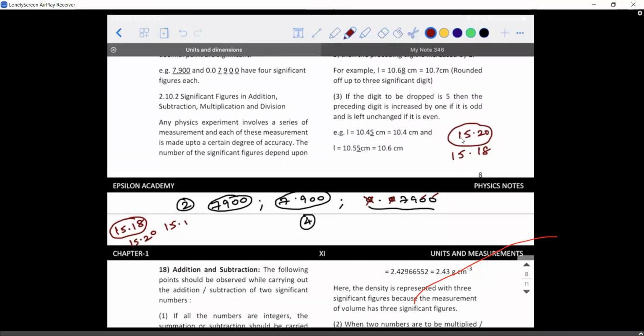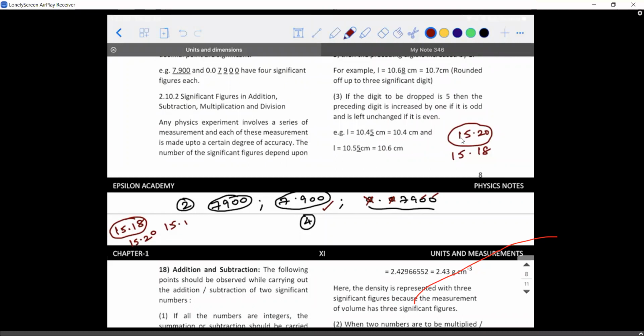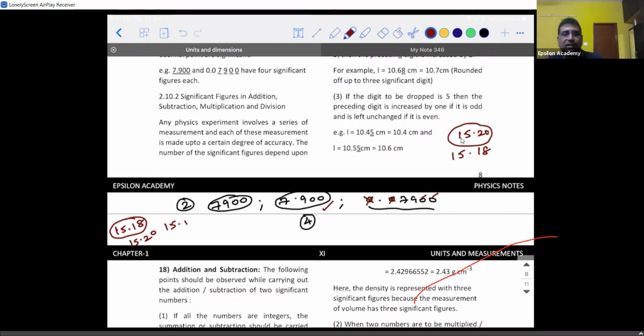Or else we could have left the reading as 7.9 itself. No, that's not the thing. 7.900 means I'm able to understand that the person has a measuring device in his hand which can report up to 3 decimal values. Okay, sir. Got it, sir. That is why those digits are significant.